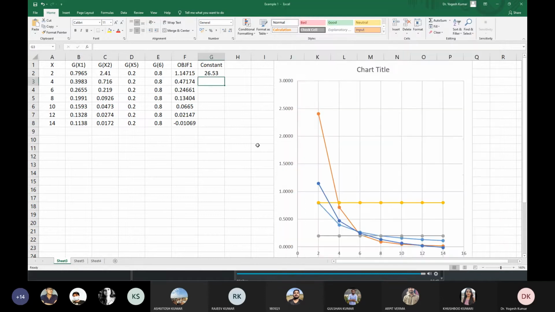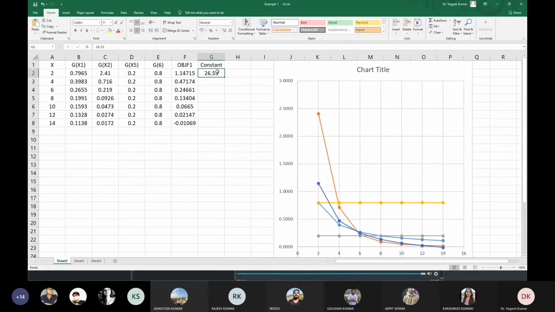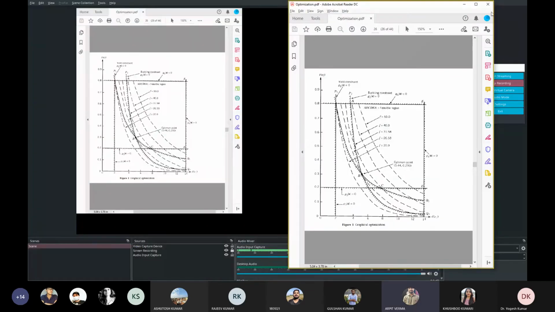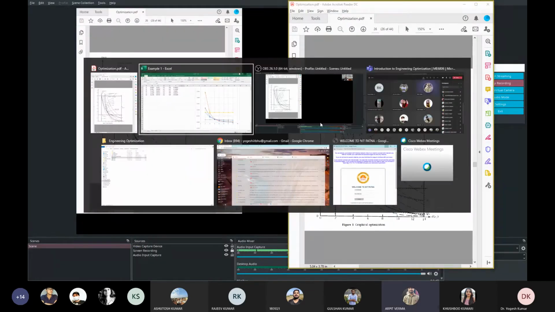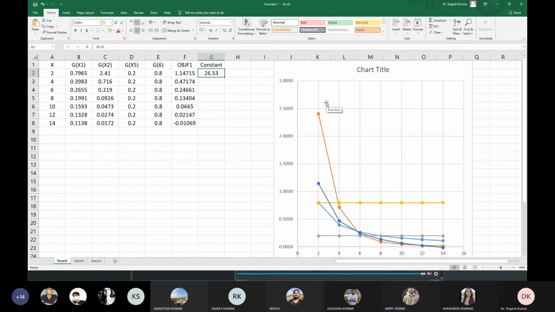So this way you can also use Microsoft Excel to plot the objective functions on your constraint plots for the different values. Okay, I hope it is clear. Sir, if we won't know that the answer is 26.53, we will have to go for many iterations, infinite number of iterations. In that case, what you have to do?